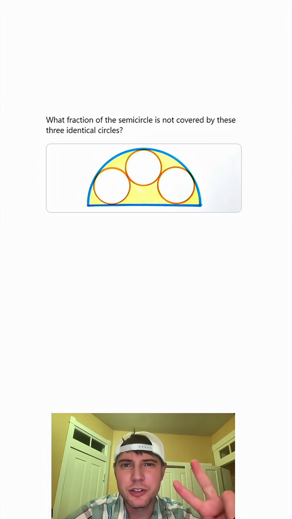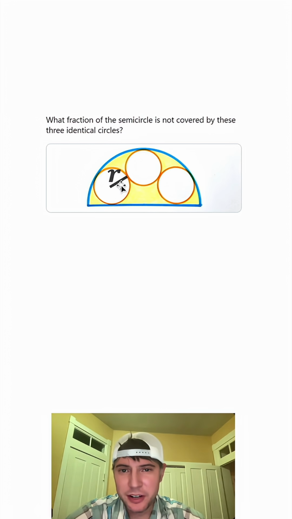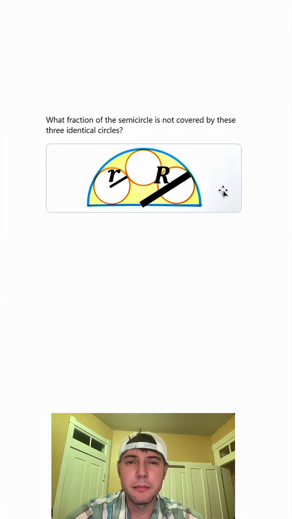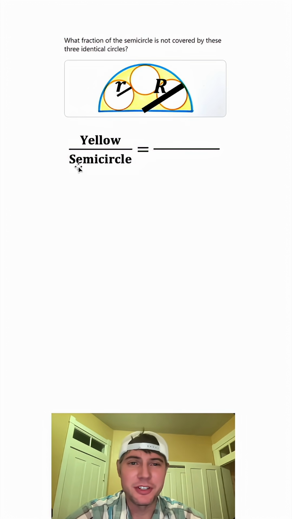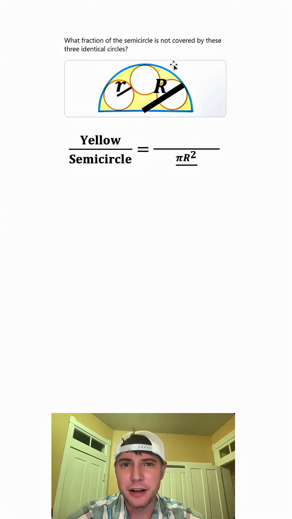First, let's find a radius of one of the smaller circles, and let's call it little r. And then let's find a radius of the semicircle, and let's call it big R. So ultimately, we're trying to find the ratio of the yellow to the semicircle. Well, let's do the bottom first, the semicircle. The semicircle will be pi big R squared divided by 2.